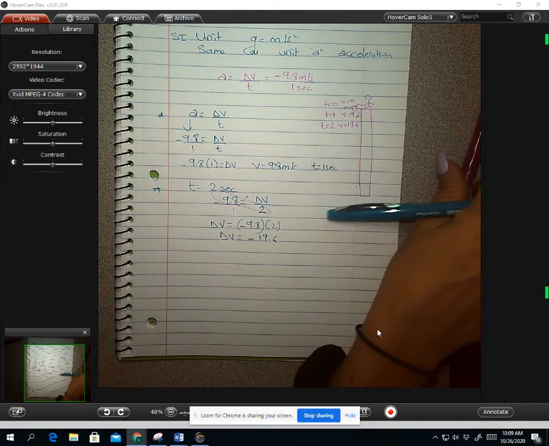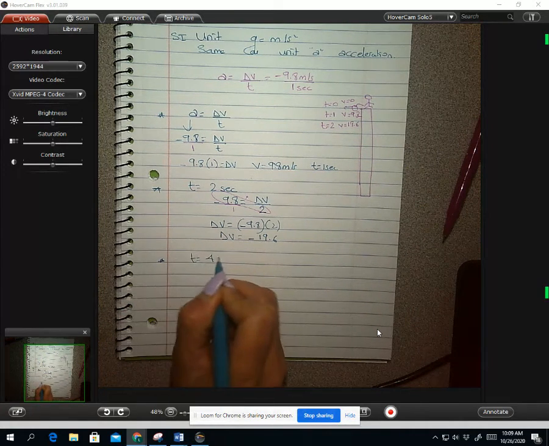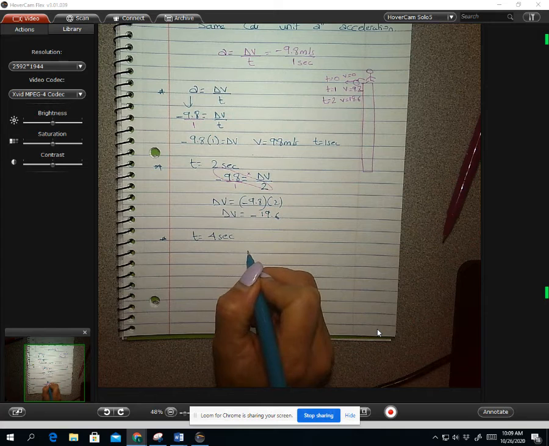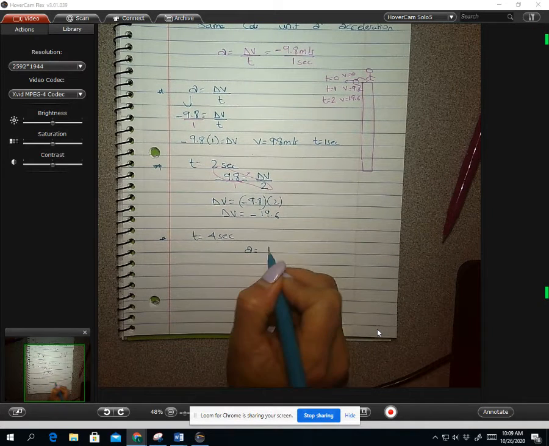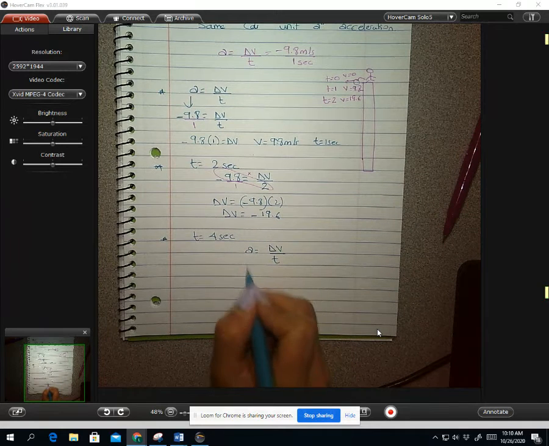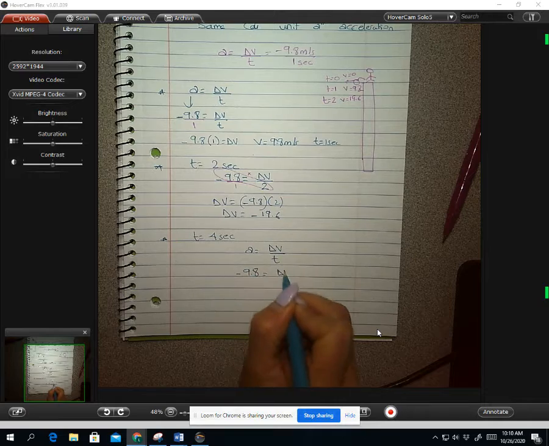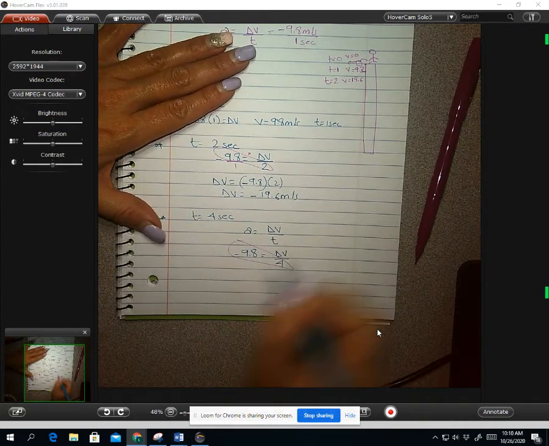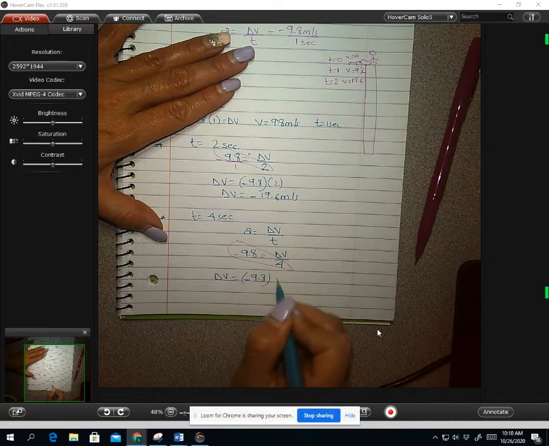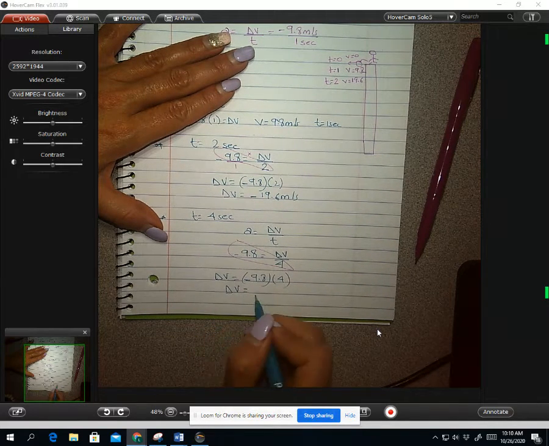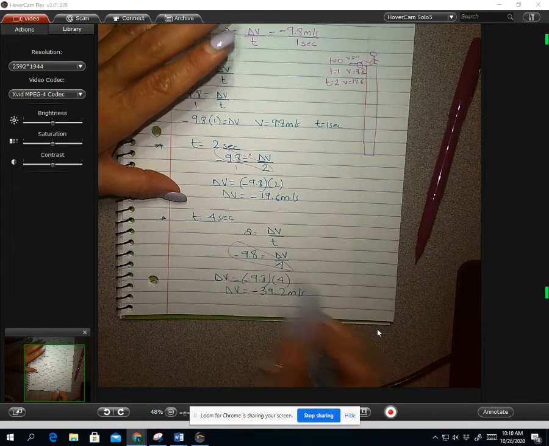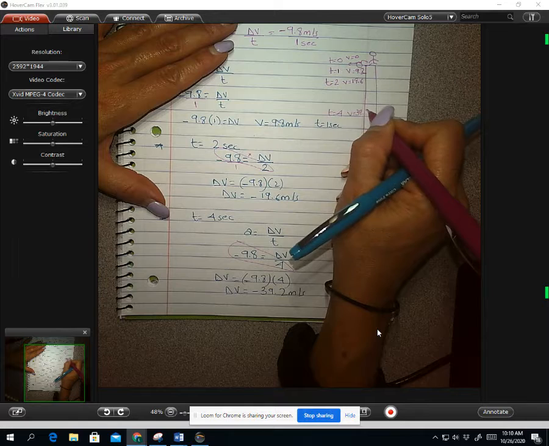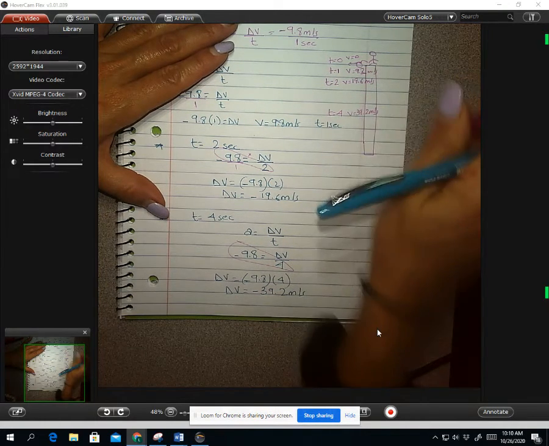And so on. Let's do when the time was 4 seconds. What happened when the time was 4 seconds? It's the same. You got the acceleration, which in this case is your gravity, is delta V over T. Your acceleration, you know it's negative 9.8, which is delta V over 4. You're going to cross multiply. I forgot the meter per second here. Delta V is negative 9.8 times 4, which will give you negative 39.2 meters per second. So when time was 4, we got the velocity 39.2. All of them are meters per second.